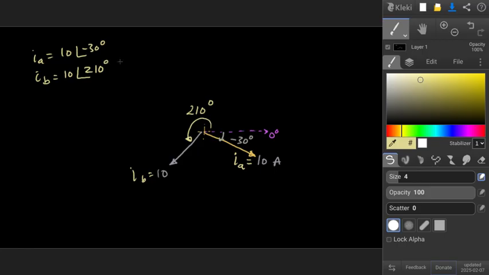Now tell me, is IA leading? Statement A is IA leads IB. Statement B is IB leads IA. Sorry, A and B is getting confused, so let's call these statement X and statement Y. Which one is correct? Is IA leading IB or IB leading IA in this case?